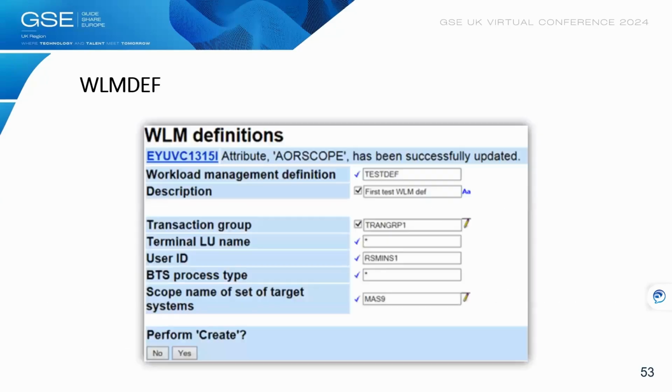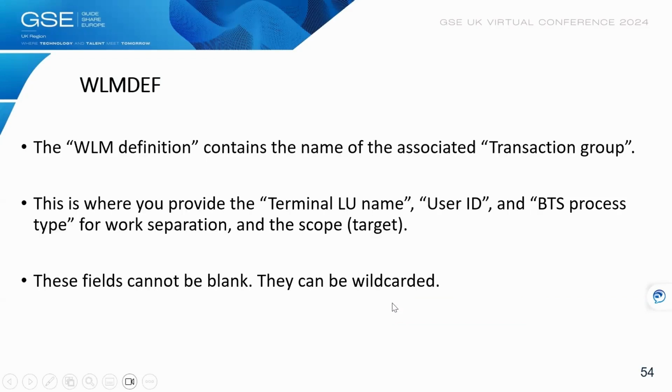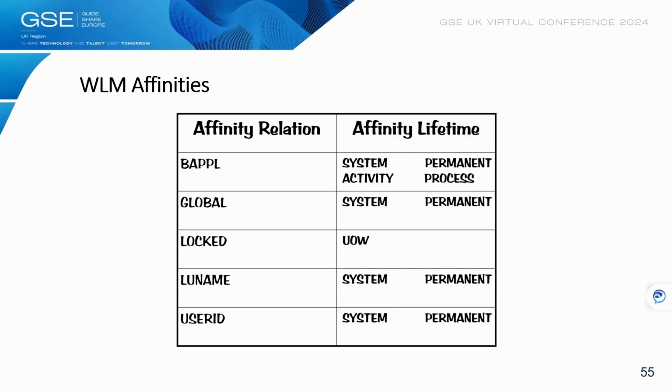Okay, and there's the notes. So here's me creating a workload manager definition. The tran group I'm going to use is tran group 1, and it's going to use my user ID, RSMIS1, to separate the workload out to a target region called MAS9. Okay. Now, that was just me doing workload separation.